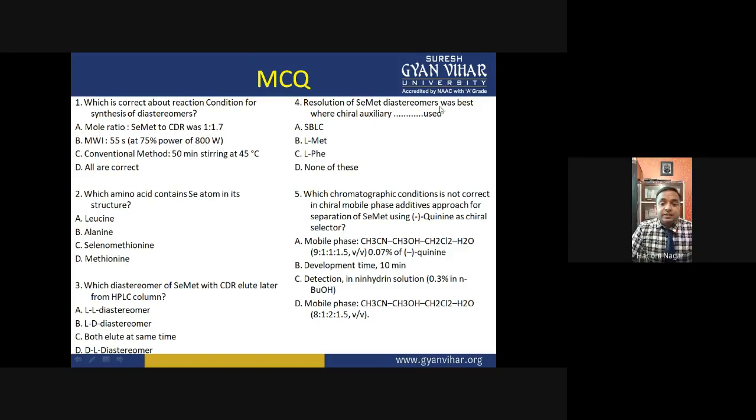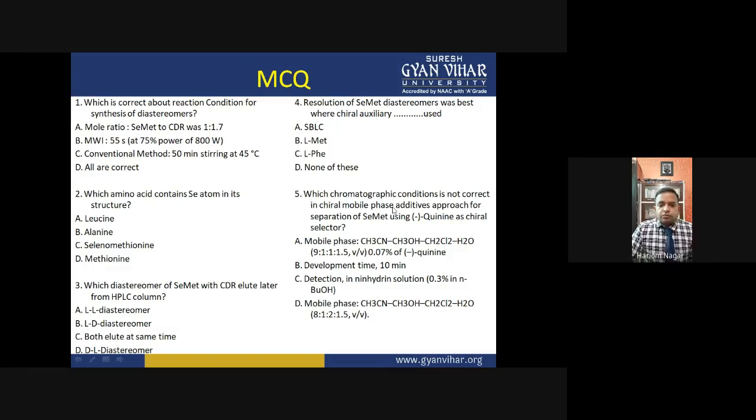In case of the SDLC, the resolution data was very good, because the SDLC contains more hydrophobic groups, benzyl groups, right? Not only the benzyl groups, but the CH2S, CH2, CH2S, C6H5 group is the more hydrophobic group and interacts for more time with the stationary phase. And their distributions are also different. That's the reason why the diastereomers of methionine with the CDR containing SDLC as chiral auxiliary have a good resolution value.